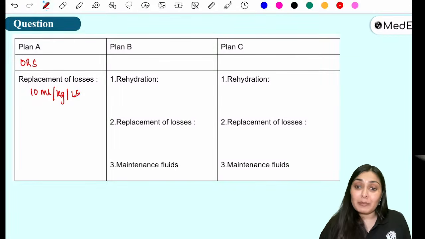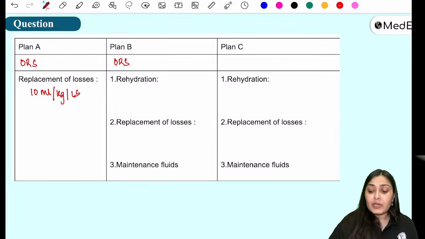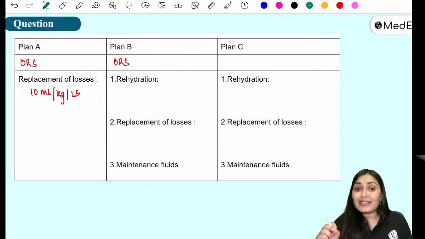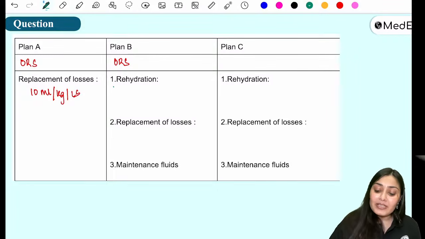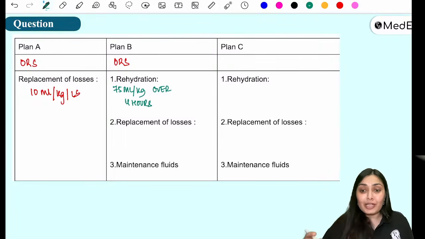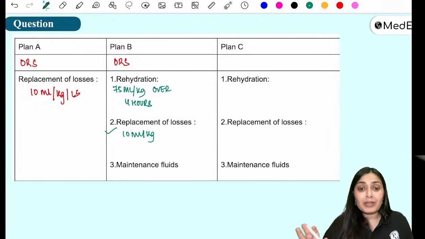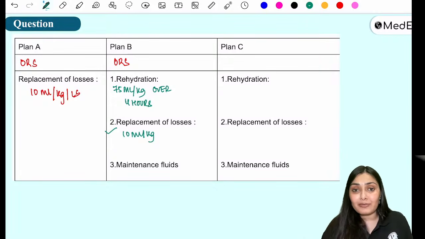Now comes plan B for some dehydration. A some dehydration child can also drink orally. He has good thirst. So here again I am going to give ORS. But here, because some degree of dehydration has set in, firstly I have to rehydrate this child. How do you rehydrate? We give 75 ml per kg of ORS over the next 4 hours. So if it is a 10 kg child, I will give 750 ml over the next 4 hours. Apart from that, replacement of the losses, that is 10 ml per kg, is to be given. And also you have to ensure the child is receiving normal maintenance fluid.